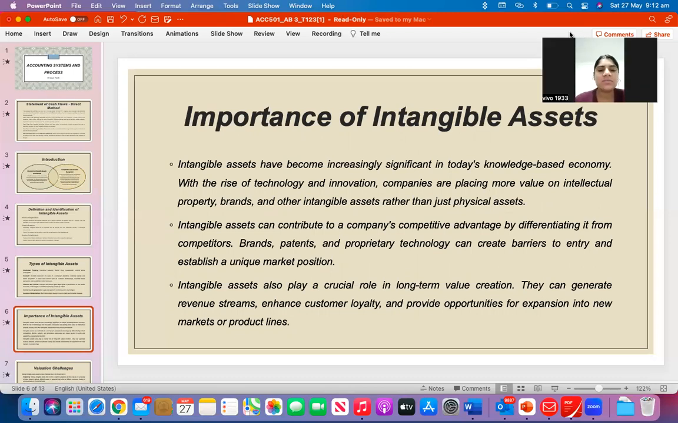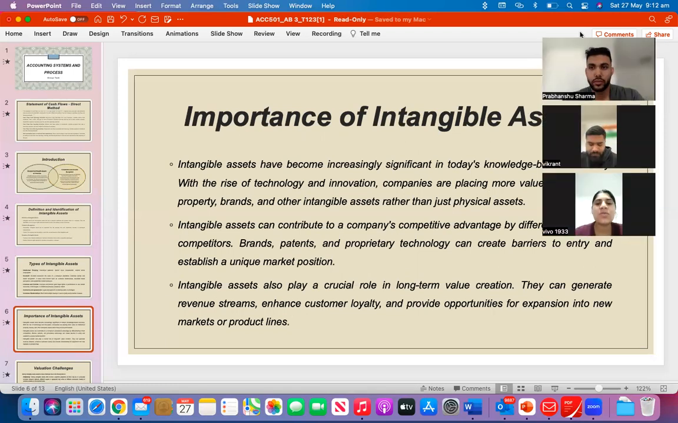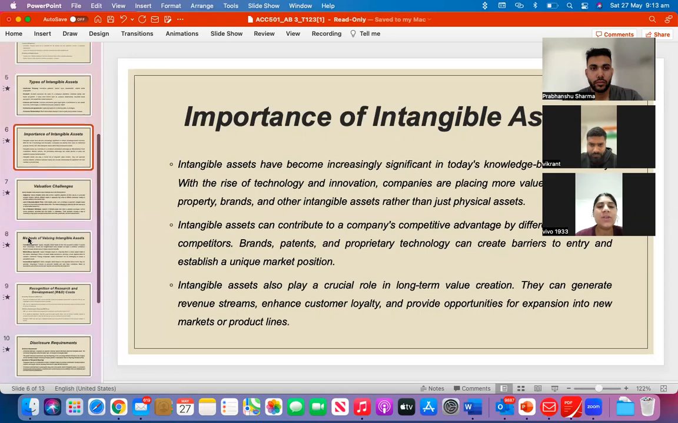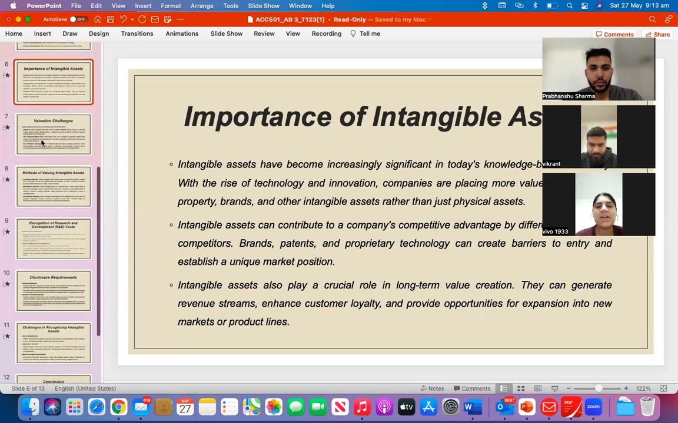Now I'm discussing the importance of intangible assets. Intangible assets have become increasingly significant in today's knowledge-based economy. With the rise of technology and innovation, companies are placing more value on intellectual property, brands, and other intangible assets rather than just physical assets.